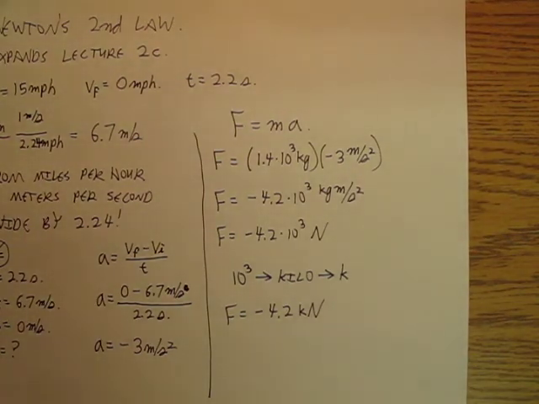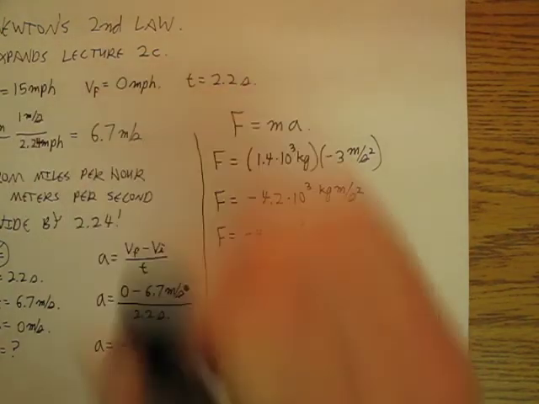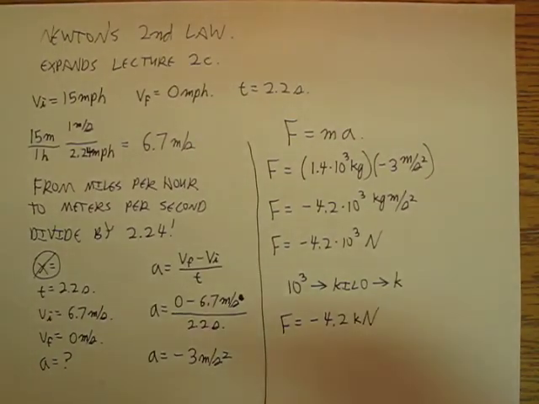So if for some reason my brakes can't provide that force, then my wheels are going to continue to turn, or I'm not going to be able to get from 15 miles per hour to 0 miles per hour in 2.2 seconds. And if the road is really icy and there's not going to be 4.2 kilonewtons of friction between the road and my tires, then I'm also not going to be able to slow down with that acceleration, and it's going to take me a little bit longer to stop. Okay, so there's Newton's second law.